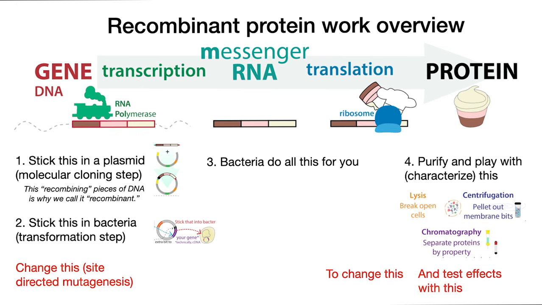So when we say recombinant, basically they're recombining pieces of DNA. We get back to our central dogma: we've got our DNA gene, it gets transcribed into messenger RNA, which gets translated into a protein. So the gene has instructions for making the protein.